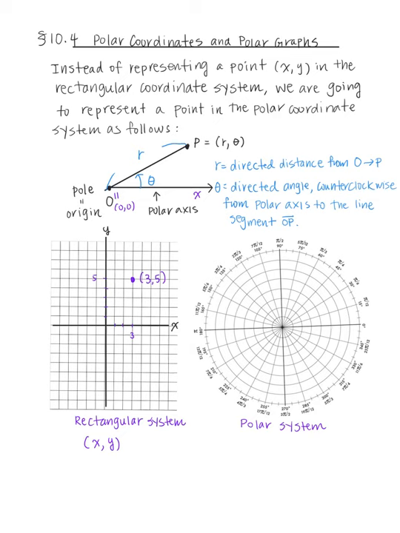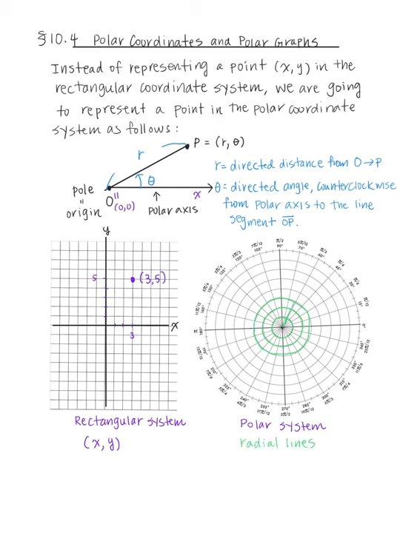Now let's look at the polar system. A polar graph is going to look something like this. Each circle is called a radial line. This circle here has a radius of 1, and this is another radial line with a radius of 2. You get the idea. If I get this radial line, this will be the radius of 3.